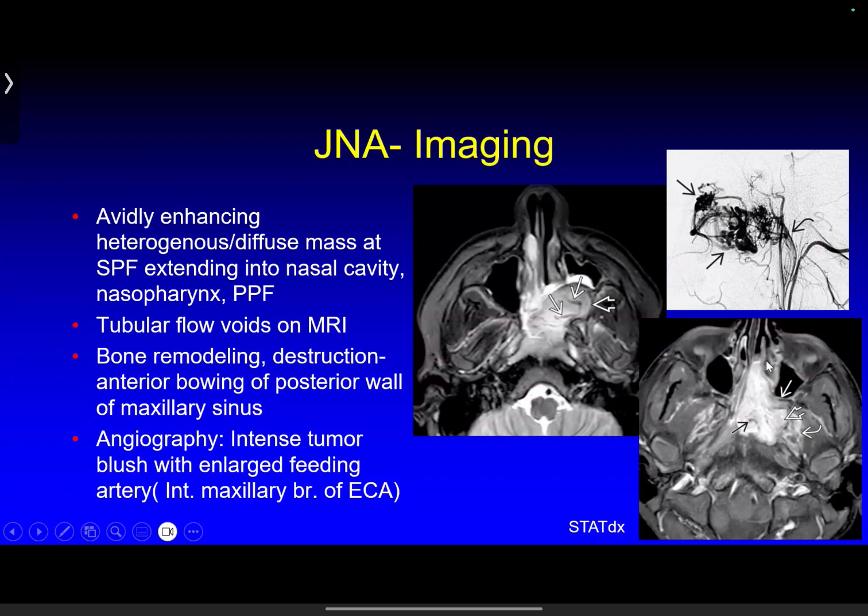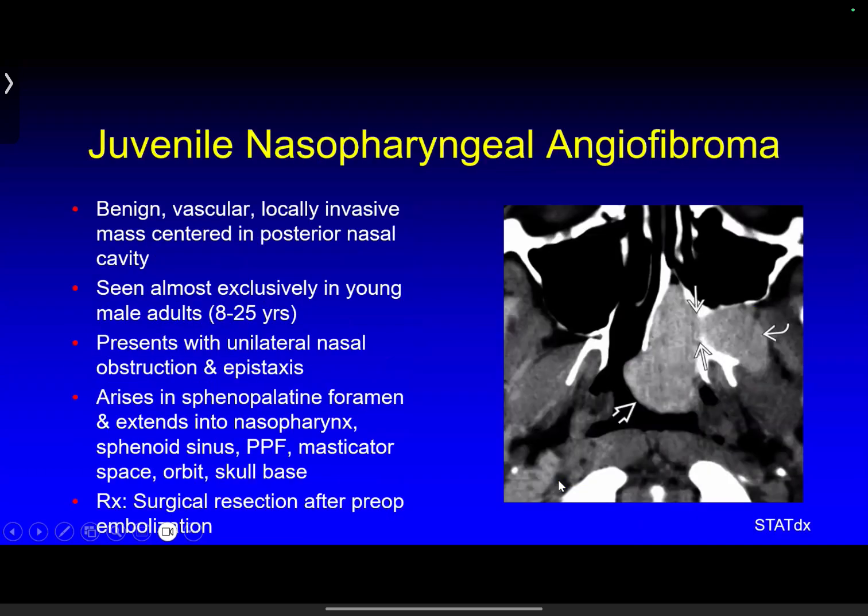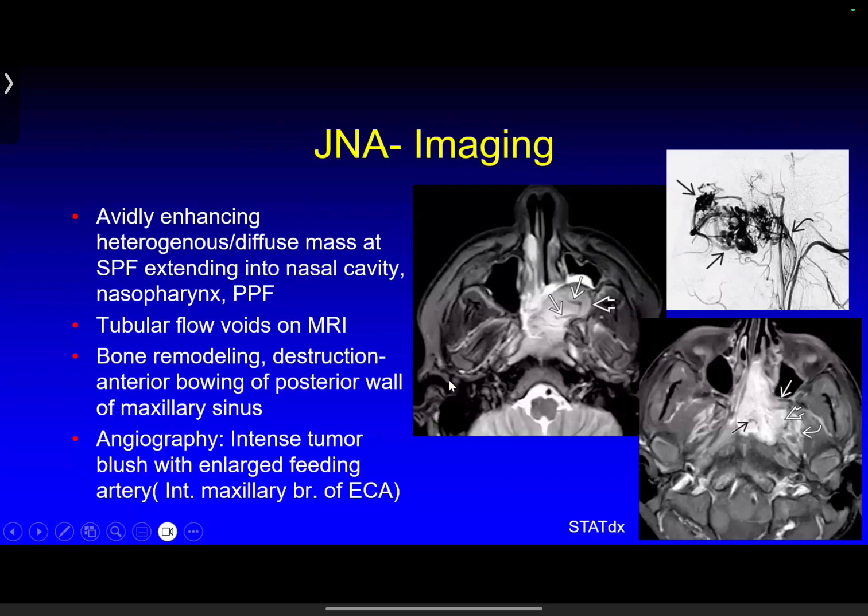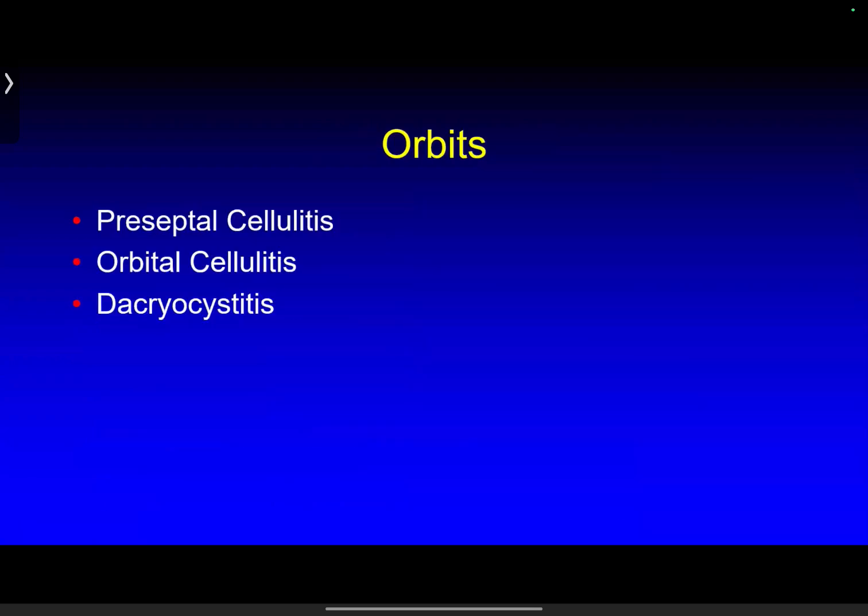Post contrast showing avid enhancement, again, those tubular flow voids. And this bony remodeling, it can be destruction also, but I'm going to go back to the previous slide. This bony remodeling with anterior displacement of the posterior wall of the maxillary sinus is quite characteristic of JNAs. On angiography, you will see an intense tumor blush with enlarged feeding arteries and usually supplied by the internal maxillary branch of the external carotid artery.